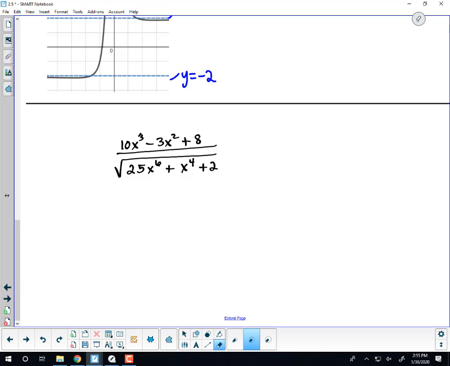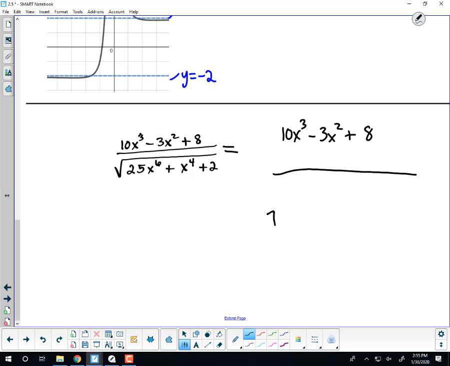So what we're going to do, and maybe we don't compute that, maybe we just simplify this first. Everything in the bottom under the radical gets divided through by x to the 6th. But things outside of the radical need to be divided by what?